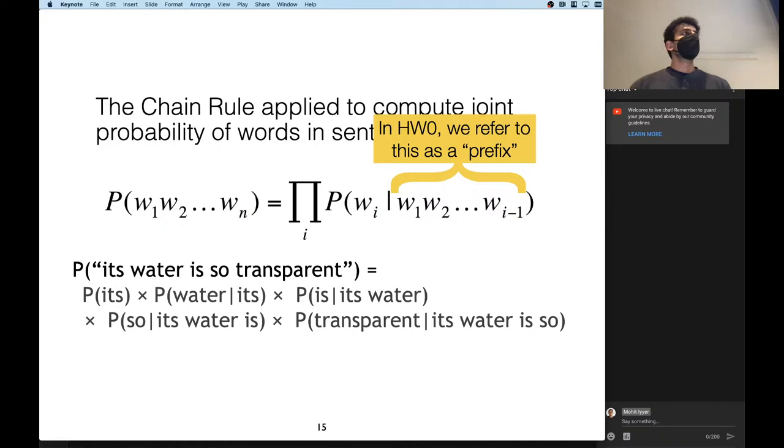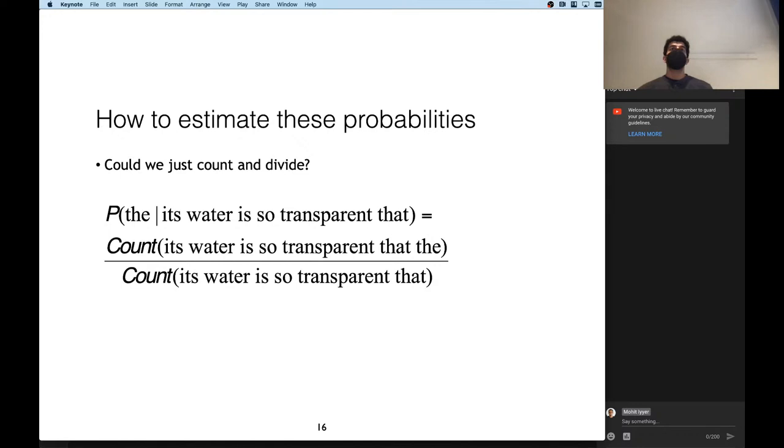Okay, so let us move on to how we actually get these probabilities. This is the goal of a language model. One easy thing is to count the occurrence of every possible prefix in my language, and then divide the count of the prefix plus the next word by the count of the prefix. So this is just counting and dividing. If I wanted to compute the probability of the word "the" given the prefix "its water is so transparent that," I would count up all the occurrences of the string "its water is so transparent that the," and then divide it by the count of "its water is so transparent that." So what are some issues with doing this?